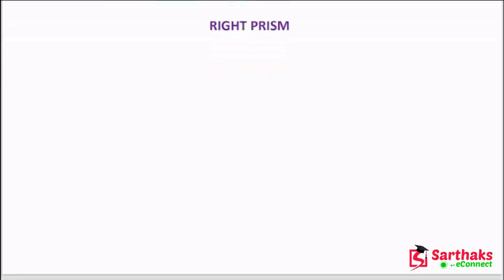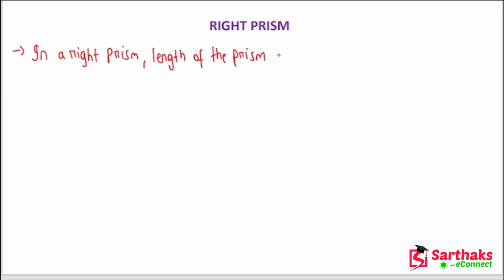Let us talk a bit about the different features of a right prism. If I have to write about the right prism, the obvious thing is, in a right prism, the length of the prism is the same as its height.